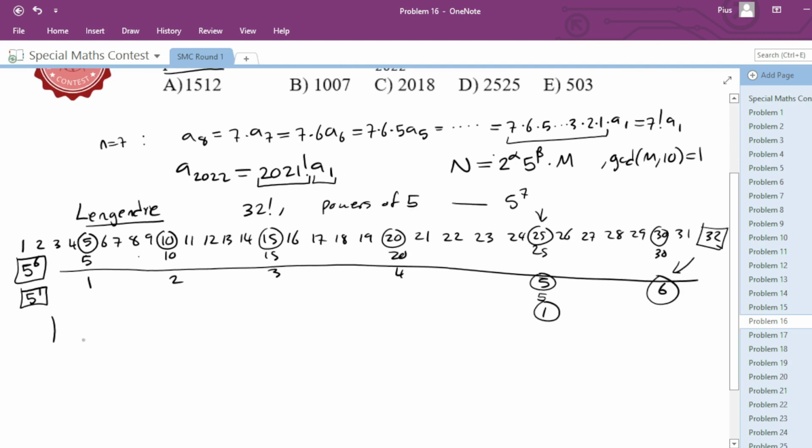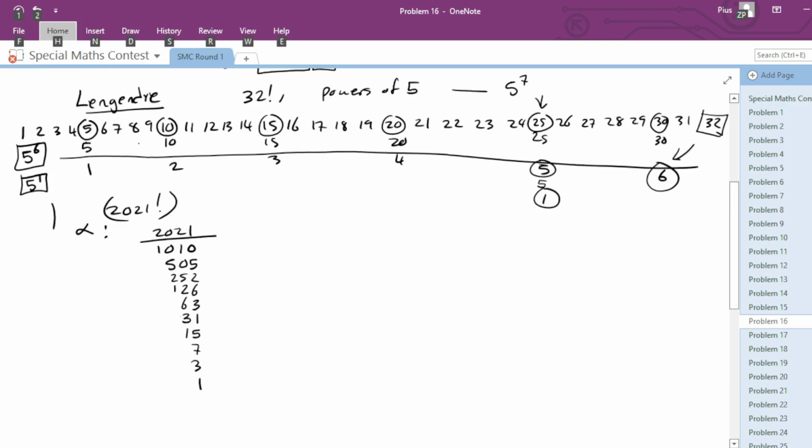Okay, so for prime 2, let's look at alpha. That's for 2021 factorial. Okay, to get alpha, so first of all we start with 2021, then we keep dividing by 2. Okay, so divide this by 2. If we have a remainder, we ignore the remainder, and we'll continue like this. So this is what we get when we divide by 2 repeatedly. So actually what we just do is we add all these numbers to get alpha for 2021 factorial.